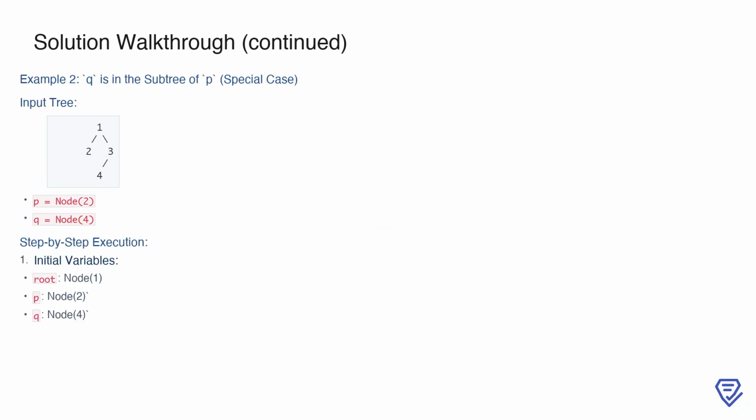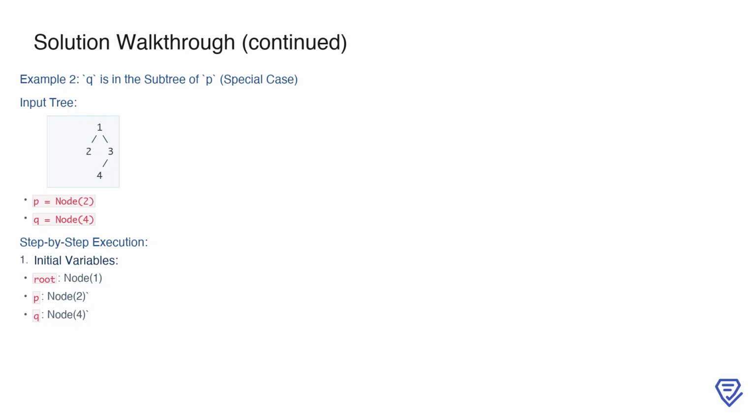In this second example, we are dealing with a special case where the destination node, Q, is already within the subtree rooted at P. The input tree has node 1 as the root, with two children, node 2 and node 3. Node 3 further has node 4 as its child. Here, P is node 2, the subtree we want to move, and Q is node 4, the destination.